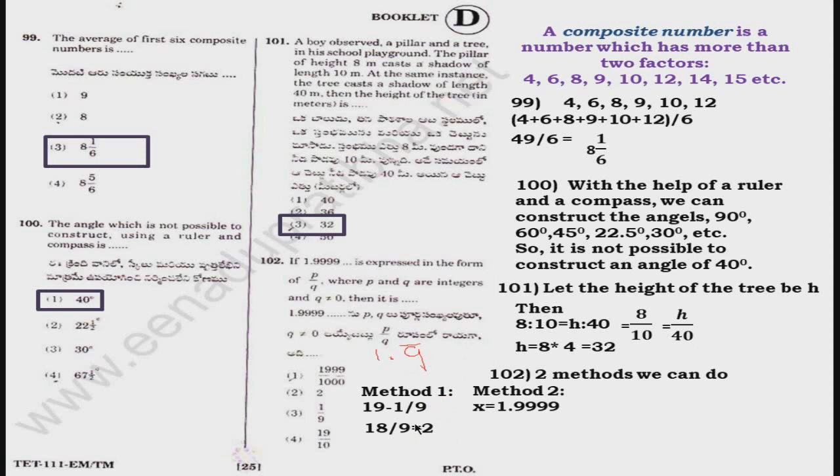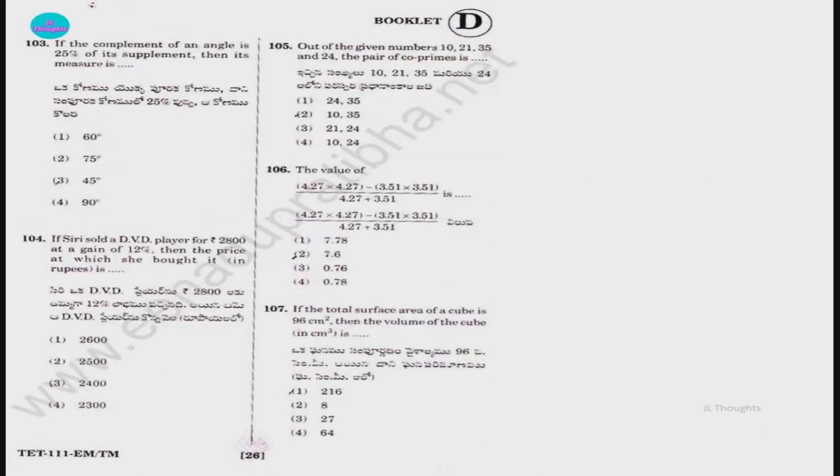Now the other method is, if x is 1.9999, 10x will be 19.999. Multiply this by 10, then the decimal point shifts, so that will become 19.9999. 10x minus x is 19.9999 minus 1.9999. That is 9x is 18, x is equal to 2. This is one method, but the easy method is the one which one can do fast. So the answer here is 2.